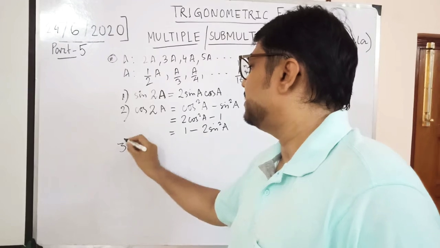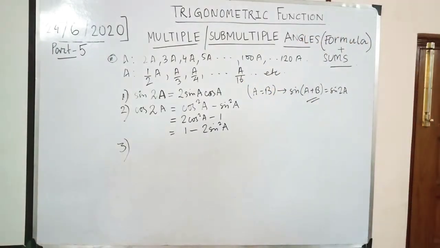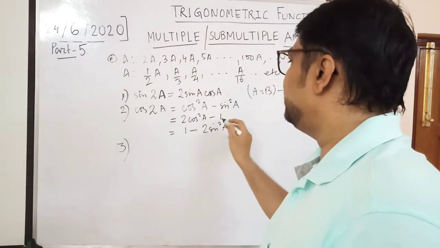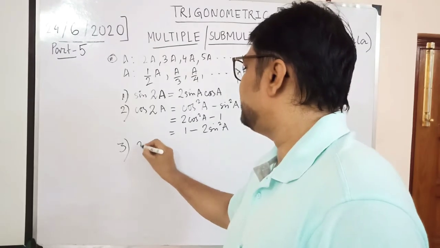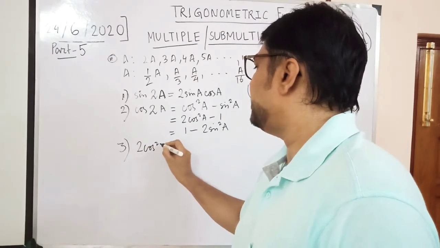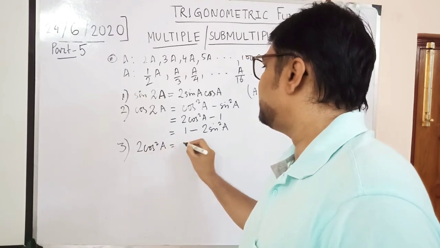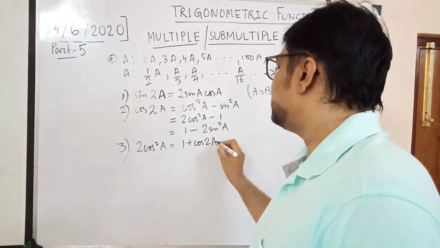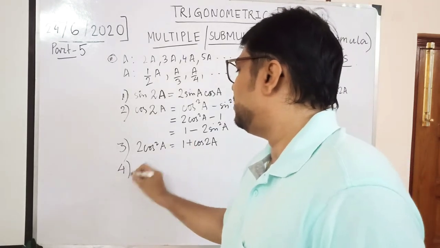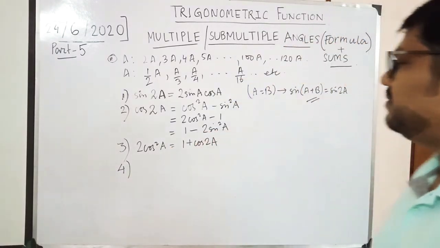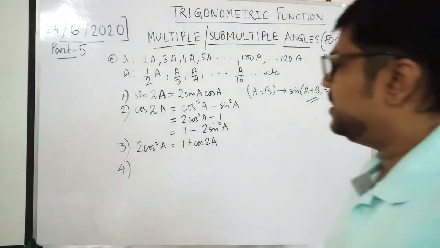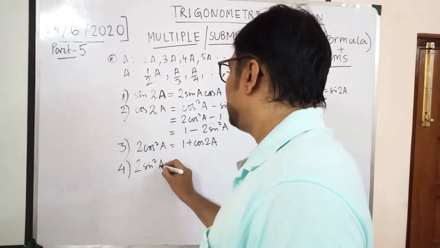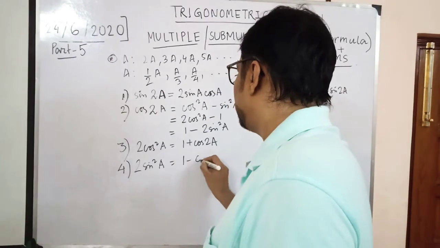Number 3, I will use the second line and shift it, so I write 2 cos square A. What is 2 cos square A? 2 cos square A will be 1 plus cos 2A. So learn this also. Now I will use the sine formula, 1 minus 2 sin square A. Here 2 sin square A will be 1 minus cos 2A.